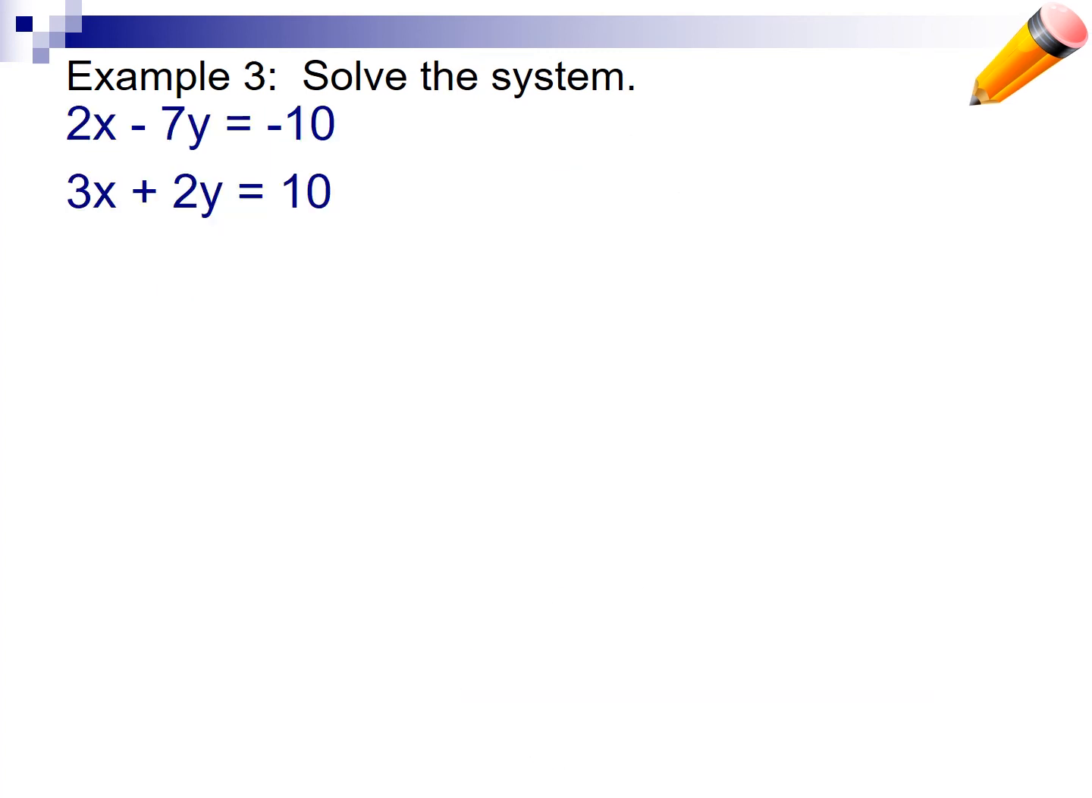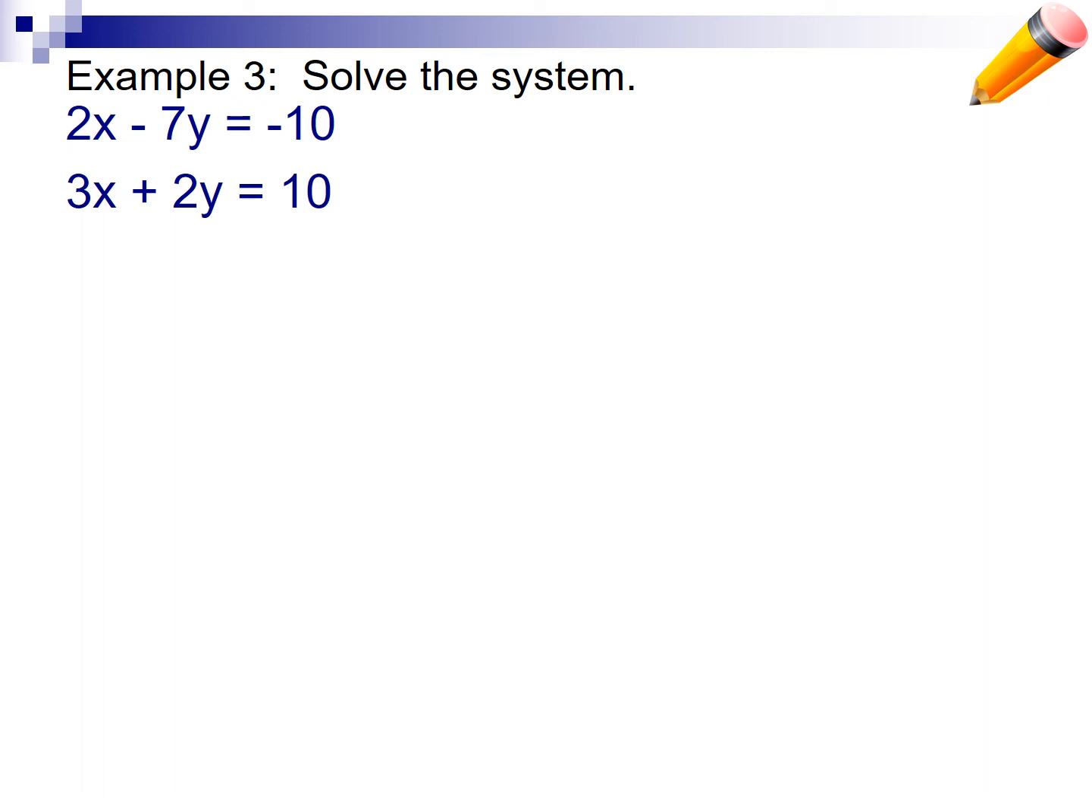Okay, example number 3. So if we were to solve the system, remember we need to ask ourselves, using the elimination method, if we added everything together right now as it is, would something cancel? If we added 2x plus 3x, we would get 5x. If we added negative 7y plus 2y, we would get a negative 5y, which means the x wouldn't cancel out and the y wouldn't cancel out. So that means that we're going to have to multiply our equation by something in order for one of our variables to be eliminated, right?